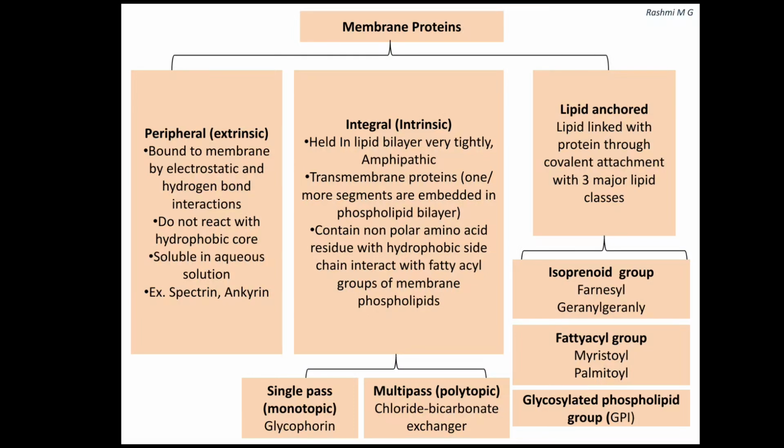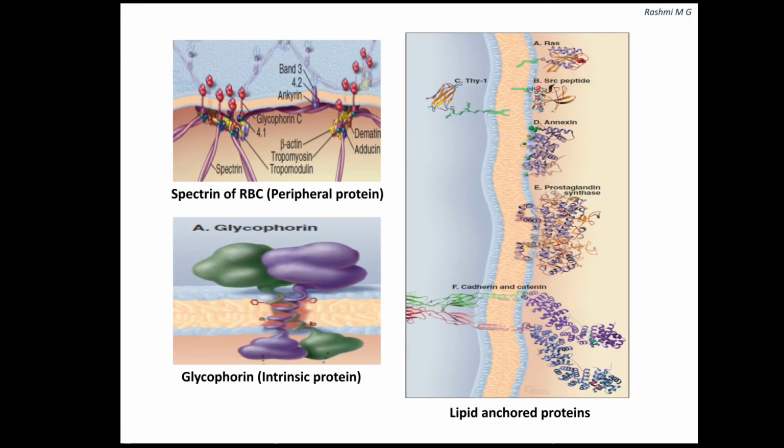Integral membrane proteins are mostly transmembrane proteins, which have one or more segments that are embedded in the phospholipid bilayer. Transmembrane proteins contain non-polar amino acid residues with hydrophobic side chains that interact with fatty acyl groups of membrane phospholipids, thus anchoring the protein to the membrane. All transmembrane proteins are amphipathic. Transmembrane proteins may be single-pass monotopic or multi-pass polytopic.